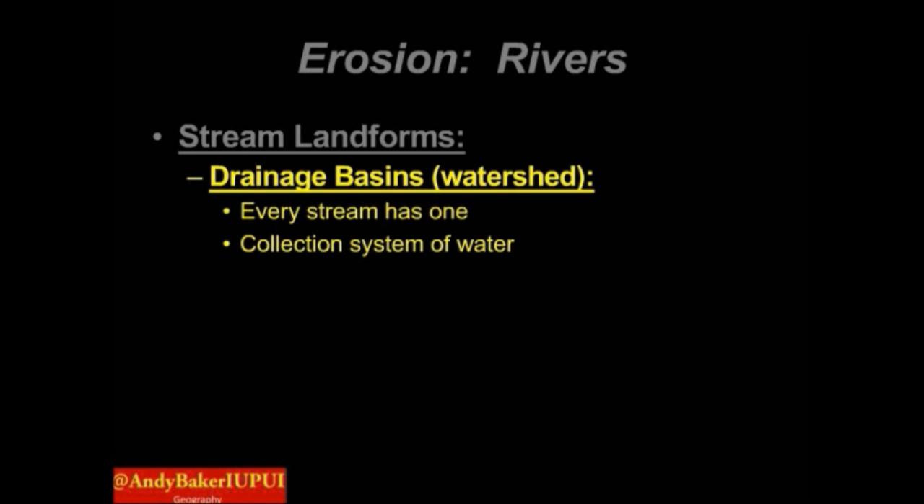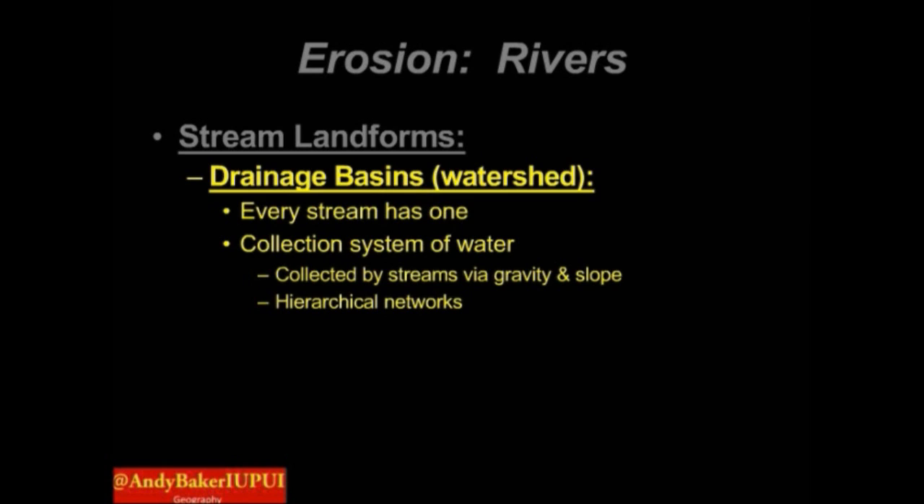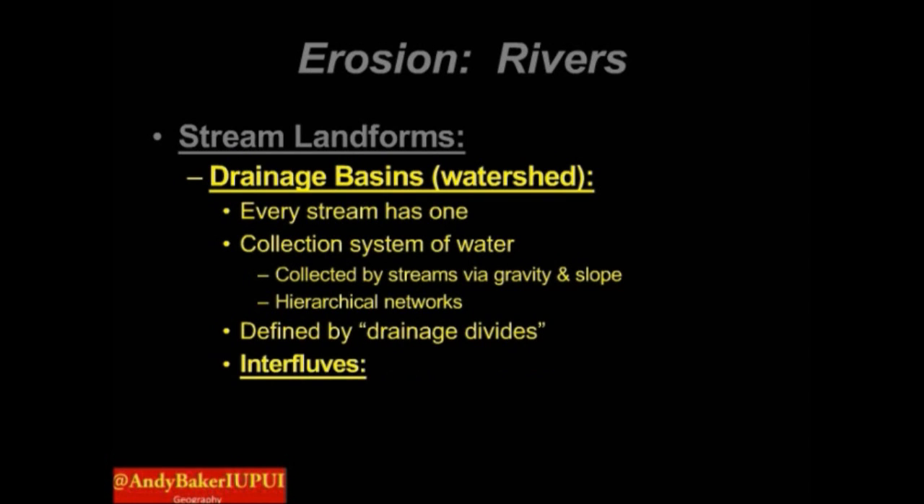The idea is everything eventually meets at the massive trunk of the tree. Same idea regarding collection of water, i.e. rivers, collected by streams via gravity and slope, of course. Every single drainage basin is separated by what we call a drainage divide. Key to that are interfluves, or the high ground that separates one drainage basin from another, or one stream, one valley from another.